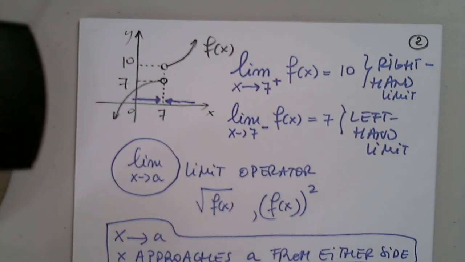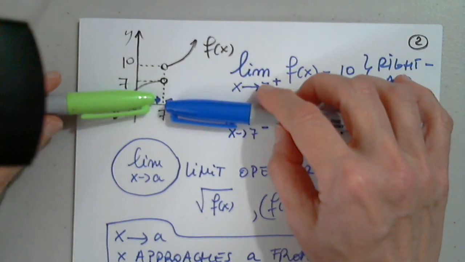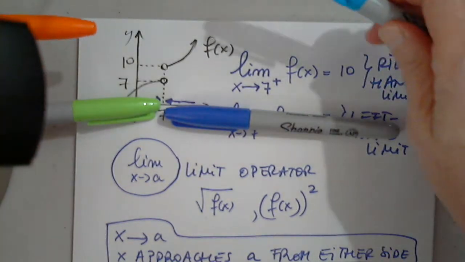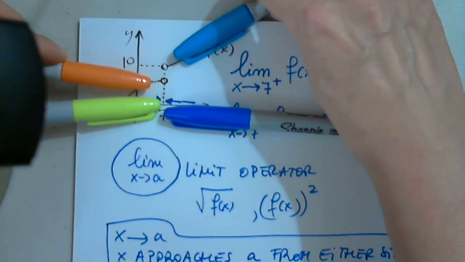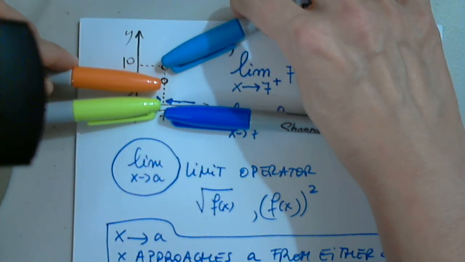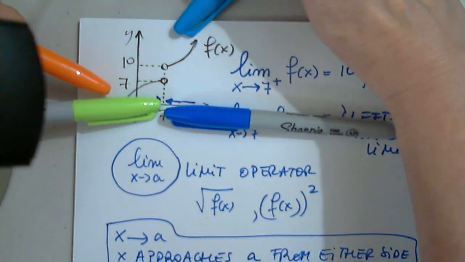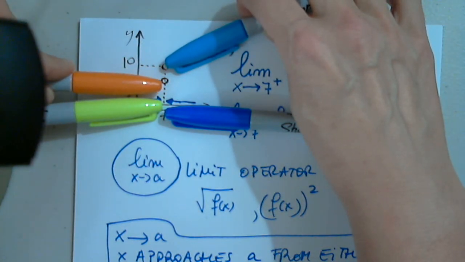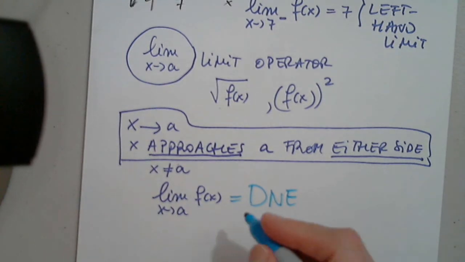So as x approaches 7 from either side, I want to know a value, if it exists, that the function values approach. Can you give me a number? As x approaches 7 from either side, can you give me a number in this situation? No, there's no values. Exactly. So the answer here is DNE, which means it does not exist.